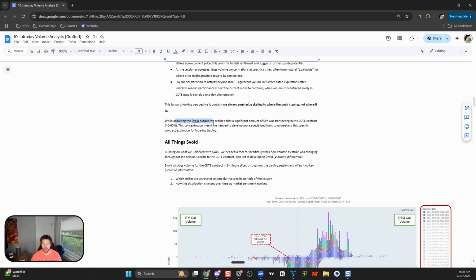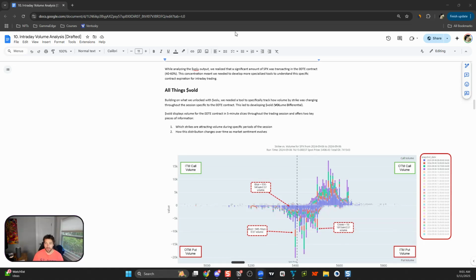While analyzing the volume output, we realized that a significant amount of SPX was transacting in the 0DT contract. This concentration meant we needed to develop more sophisticated tools to understand this specific contract expiration for intraday trading. With that thought in mind, this led us to developing the next command, which is called vol-D, which stands for volume differential.